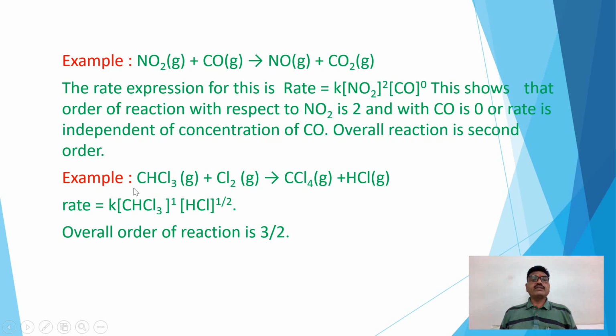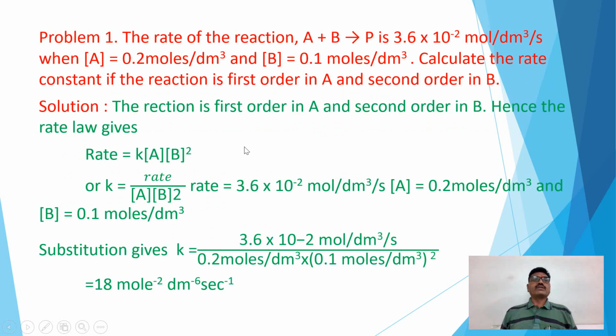Let us see one more example: the chlorination of methyl trichloride, forming carbon tetrachloride plus HCl. Experimentally it is observed that the rate depends on the molar concentration of methyl trichloride and the molar concentration of HCl, like this. Again, the overall order of reaction is the sum of these, so that is 1.5, or we can write the overall order of reaction is 3 by 2. So that is a fraction. These are the examples.